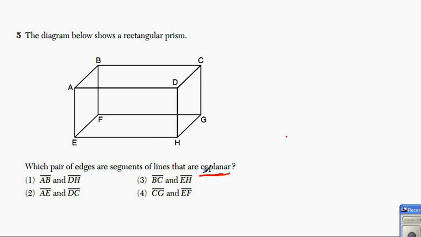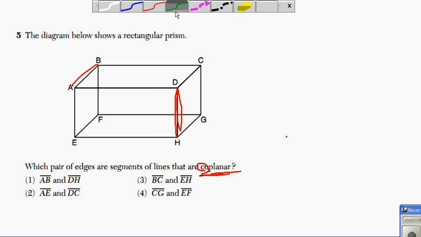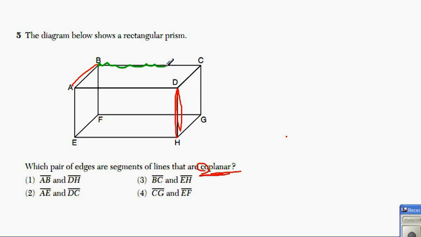Now, coplanar: co as in together, planar as in plane. Which two lines are basically on the same plane? Now, AB and DH. AB is right here, DH is right here. Obviously, they are skew lines, meaning they are not parallel, and they are not in the same plane. Next one will be BC, which is right here, and EH.